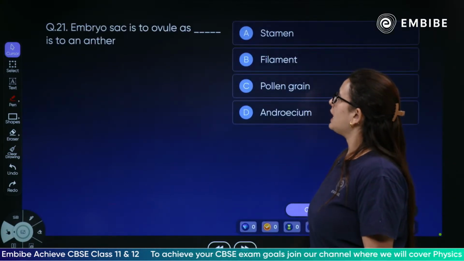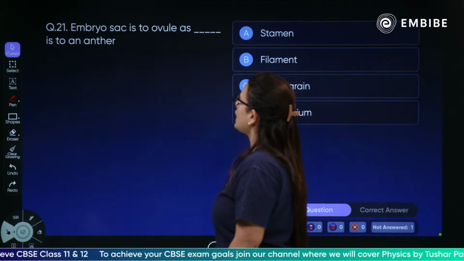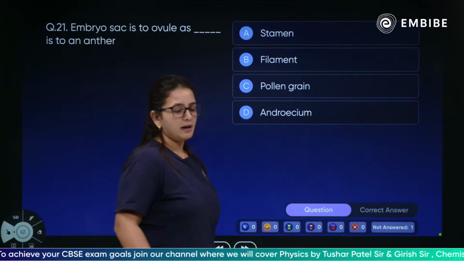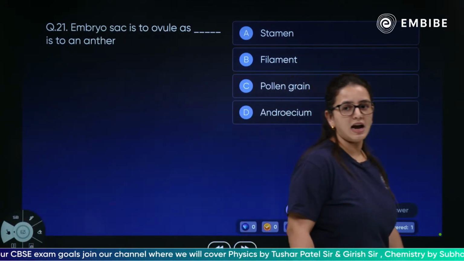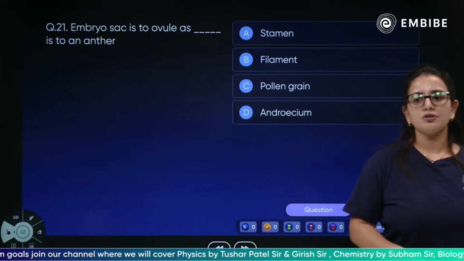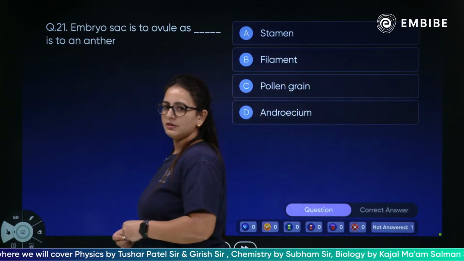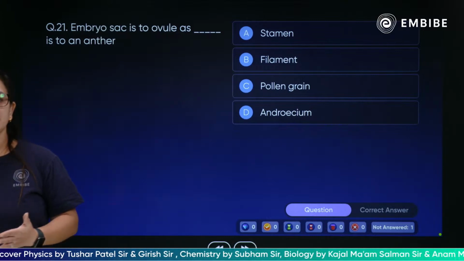Next question. Embryo sac is to ovule as dash is to anther. What is an embryo sac? Stamen, filament, pollen grain, androecium.